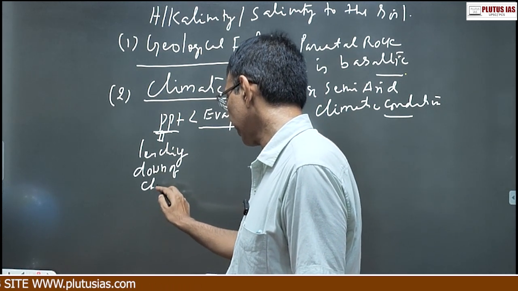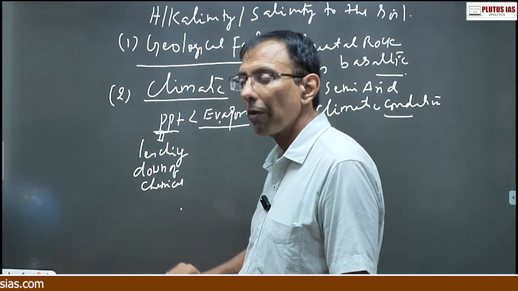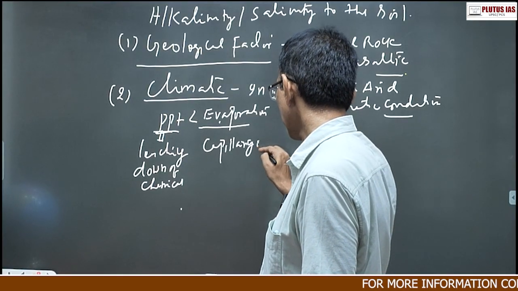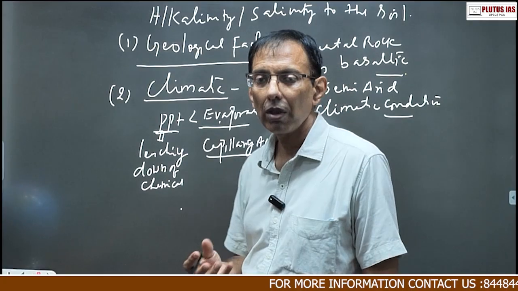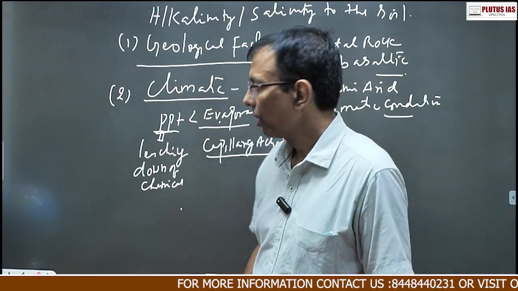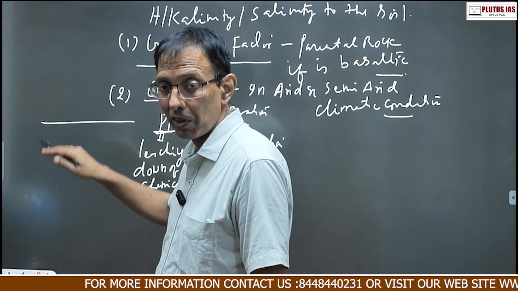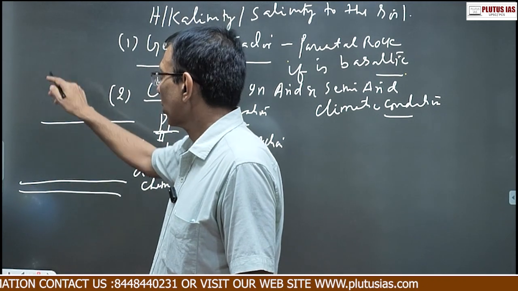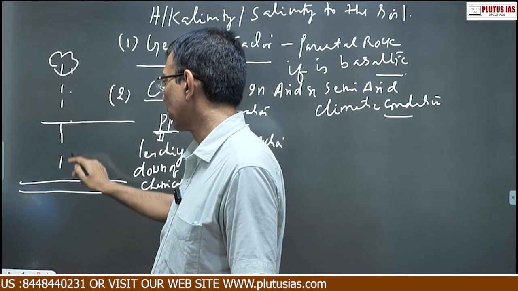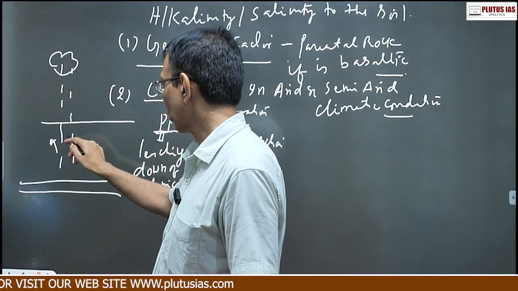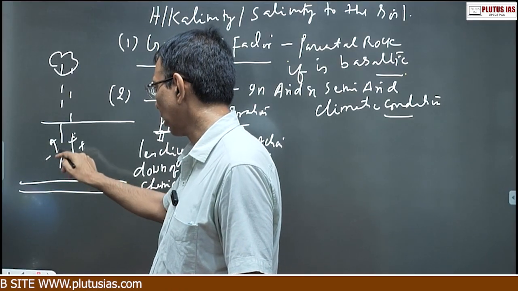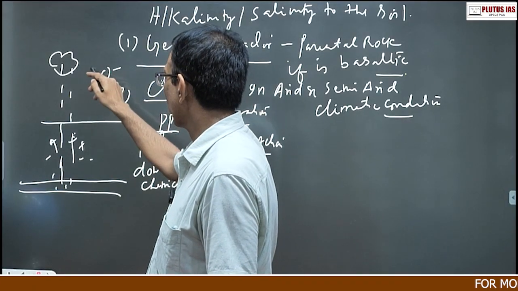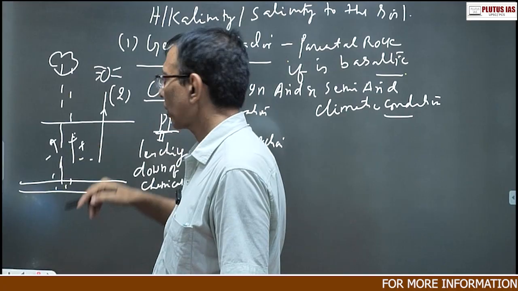of chemicals, while evaporation will lead to capillary action. Capillary action means those dissolved salts will come to the surface like this. This is the sedimentary rock in the form of soil. Water table is there. See, if there is a cloud which might lead to precipitation, all the salt of the soil will be leached down to an extent, and see, evaporation will lead to capillary action.